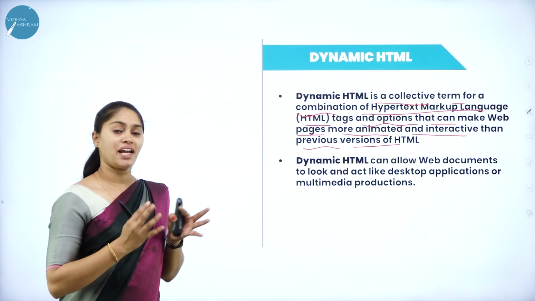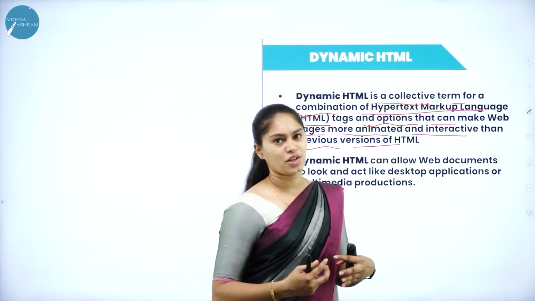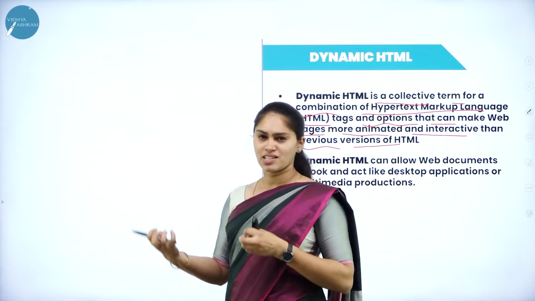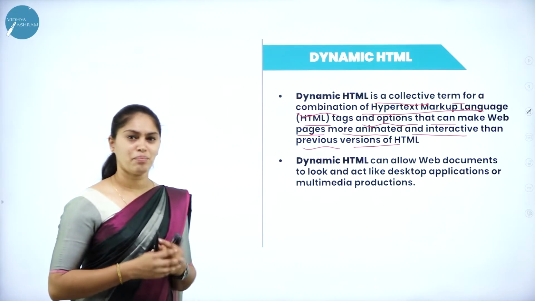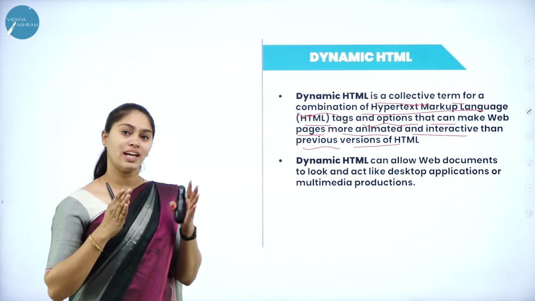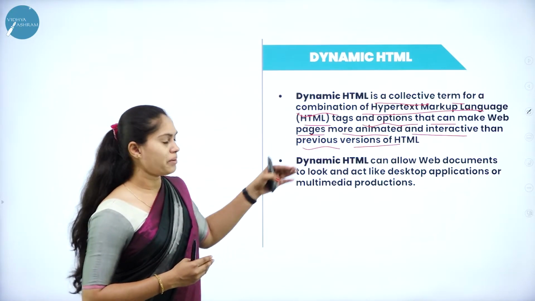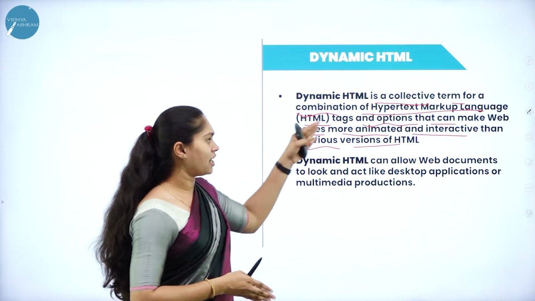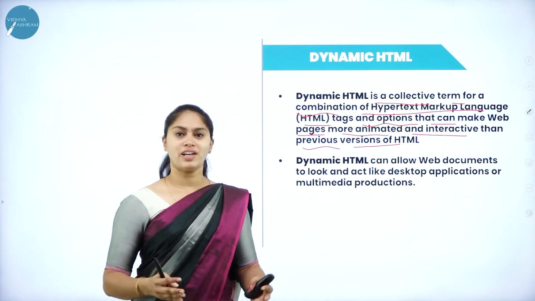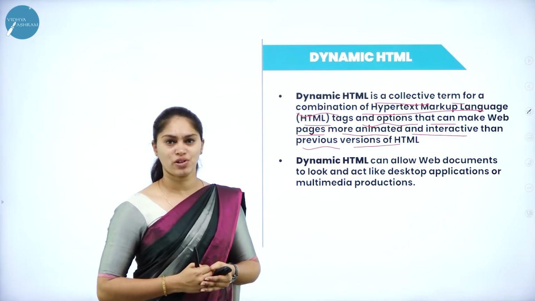As the name indicates, dynamic in the sense it is not static. For example, I want to have more fun content in my web page. I want to have some animation, GIF images, and some weird sounds and all. At that time, how can I make my web page so interactive? Then I have to use dynamic HTML instead of only HTML. When I'm working with DHTML, it will be a combination of HTML tags along with some options. With the help of those options, I can make my web page more fun and more interactive than the previous version of HTML.